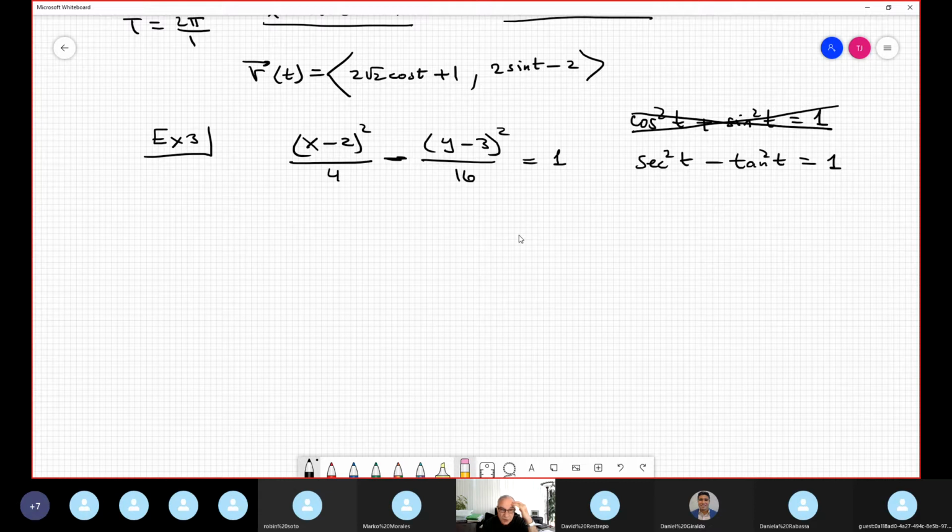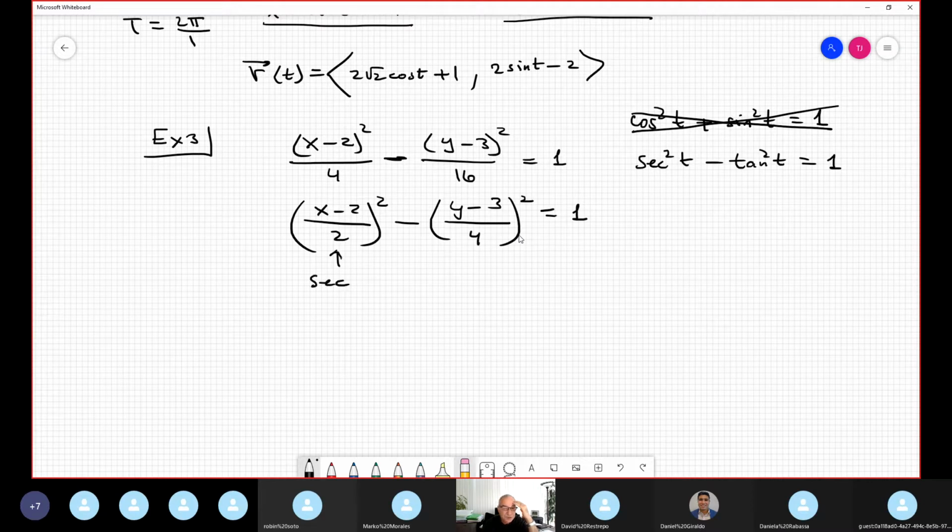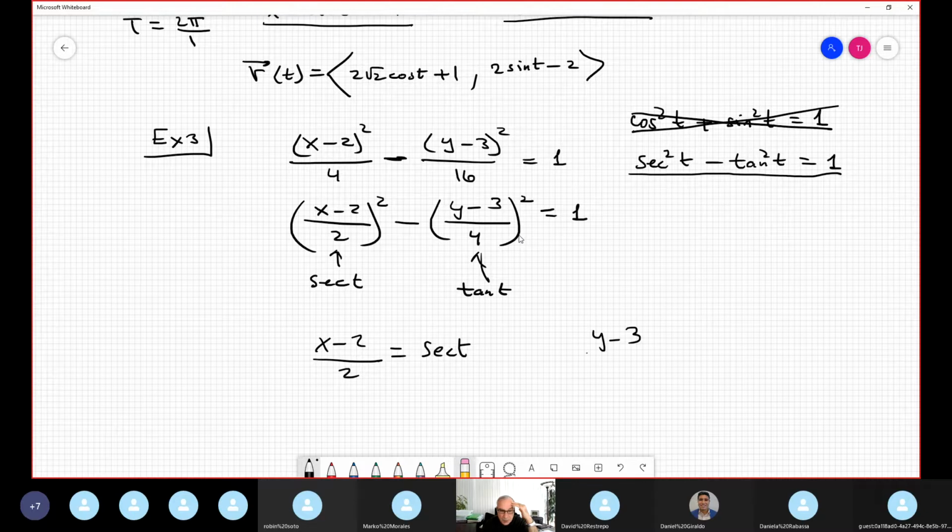So, for example, you write the equation as ((x minus 2) divided by 2) squared minus ((y minus 3) over 4) squared equals 1. You declare that this is secant t, and this is tangent t. It matches perfectly with our trigonometric identity. It's Pythagoras also, just another form. So I define (x minus 2) over 2 is equal to secant t, and (y minus 3) over 4 is equal to tangent t.